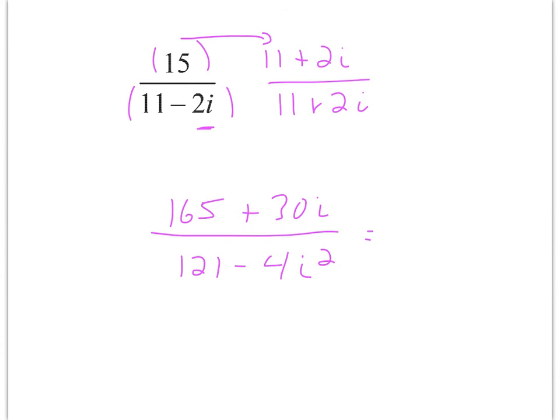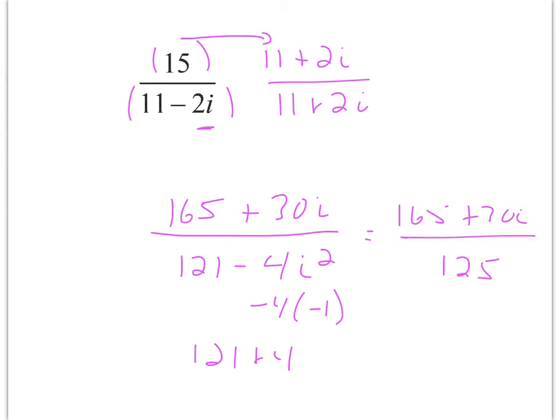Up top, I have 165 plus 30i. And on the bottom now, I'm going to take my 4i squared and write that as negative 4 times negative 1, which of course is plus 4. 121 plus 4 is 125. I can now simplify both top and bottom by factoring out a 5. So I'm going to factor a 5 out of here.